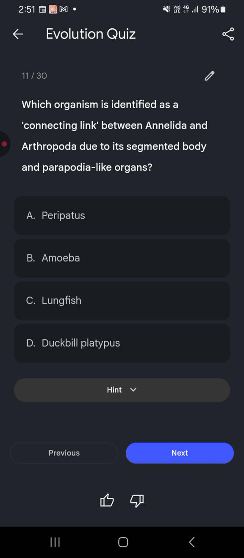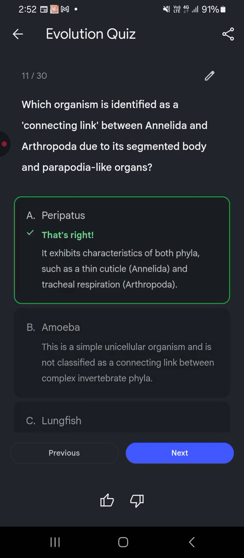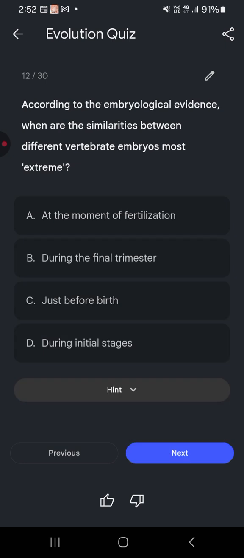Which organism is identified as a connecting link between Annelida and Arthropoda due to its segmented body and parapodia-like organs? Peripatus. It exhibits characteristics of both phyla, such as thin cuticle and tracheal respiration.